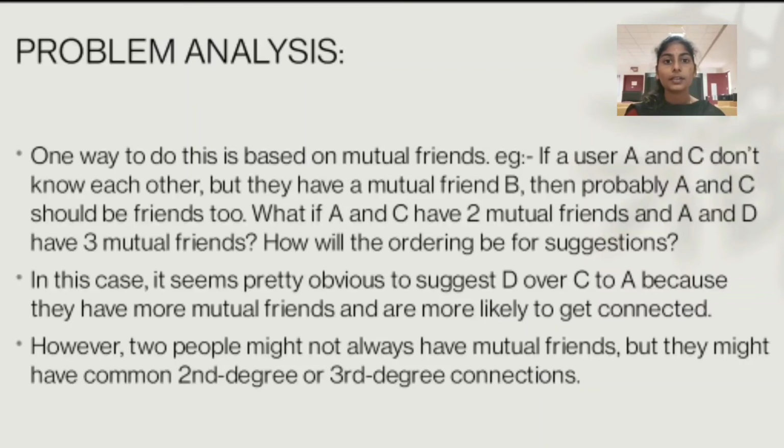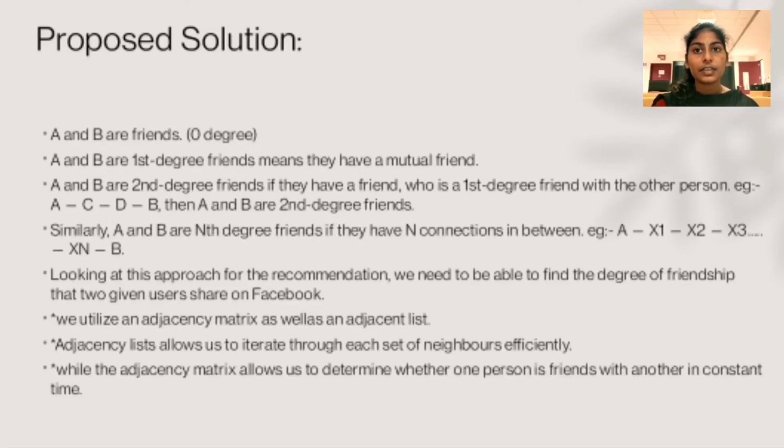However, two people might not always have mutual friends, but they might have second degree and third degree connections. Proposed solution: A and B are first degree friends if they have a mutual friend. A and B are second degree friends if they have a friend who is a first degree friend with the other person. Example: A, C, D, B. Then A and B are second degree friends. Similarly, A and B are nth degree friends if they have n connections in between. Example: A, x1, x2, x3, and so on to xn, B.